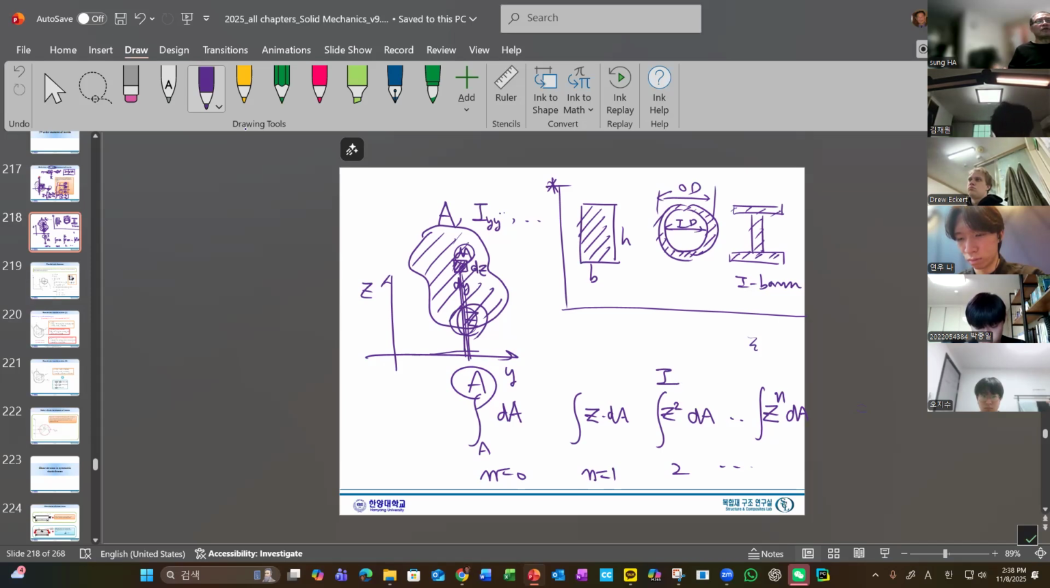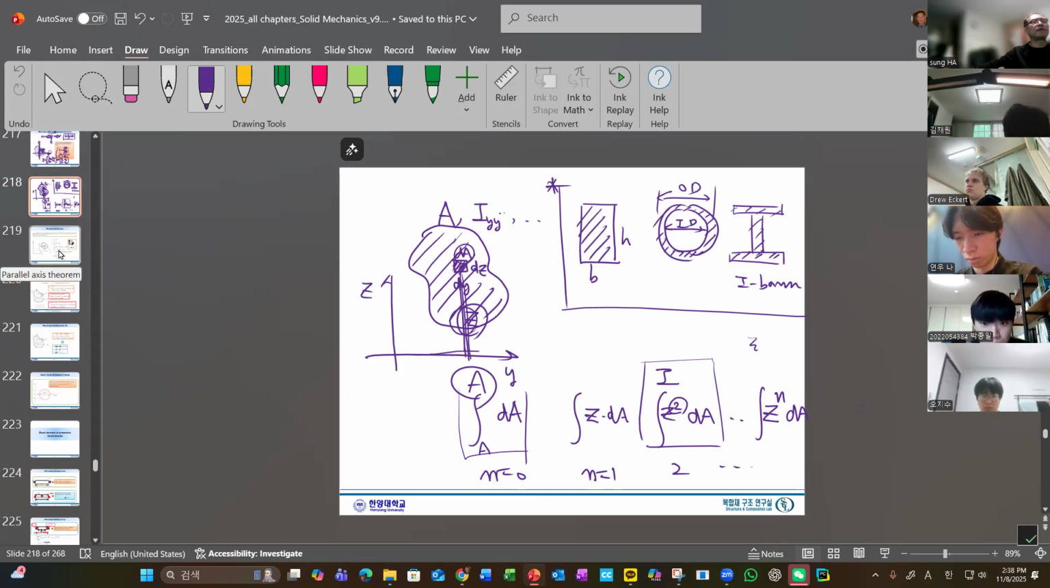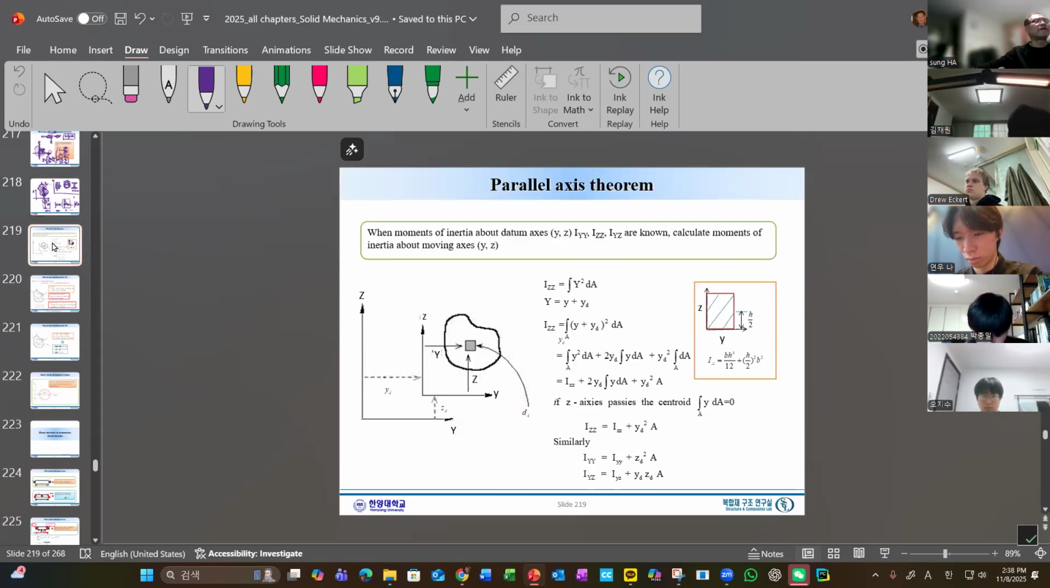I'm trying to tell you that this moment of inertia is one typical definition of these properties, I mean, cross-sectional properties. And then you can compare to this one. So the z scale can be generalized. That's the one thing we can keep in mind.